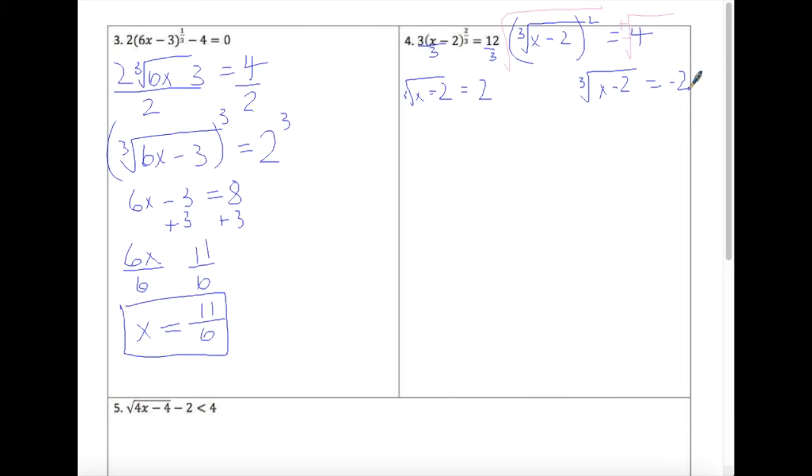And then I have to solve both of these separately, but I solve them the same way. I'm going to cube both sides. So that gives me x minus 2 equals negative 8. And here, if I cube both sides, I get x minus 2 equals positive 8. So then I get x is equal to 10, and x is equal to negative 6.